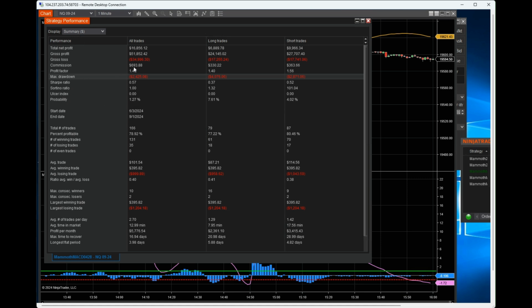Then commission is $693, about $700, which is pretty minimal because it's one contract trading. Looking at the net profit, it's 16,000 after the commission, in 2 months, basically 60 days. You risk 2,400, and then you have a potential net profit at this number.